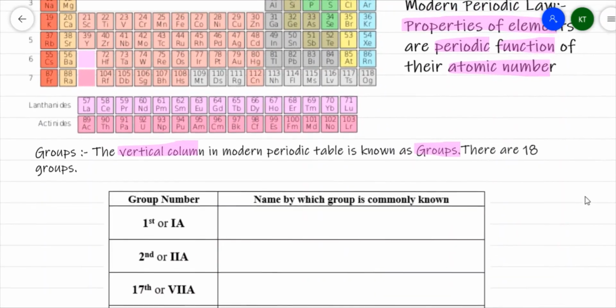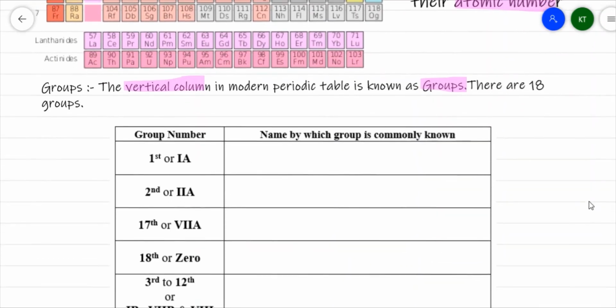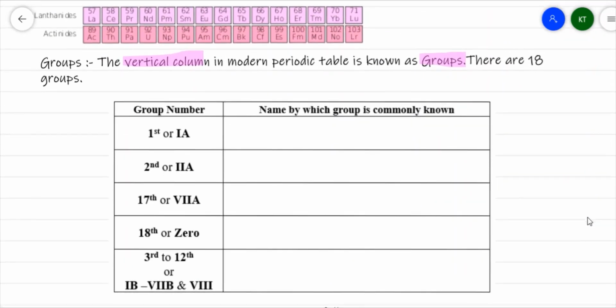Now we know these particular groups by certain characteristic names. For example, group 1 or 1A, we call it an alkali metal. Elements like lithium, sodium, potassium are called alkali metals. Then group 2, we call it an alkaline earth metal.